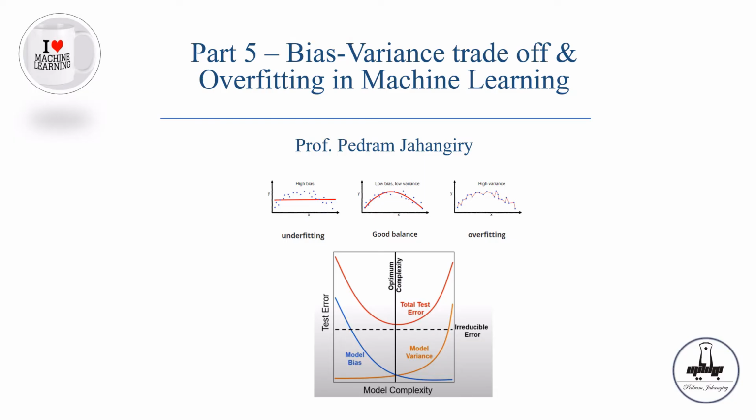Alright, in part 5, I'm going to talk about one of the most fundamental concepts in machine learning. We will see what we mean by model bias and model variance, and how the combination of these two concepts is going to help us find the optimal complexity of our machine learning model.